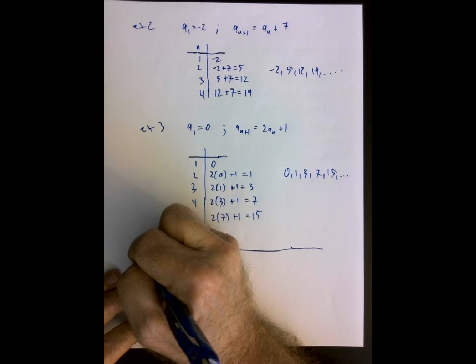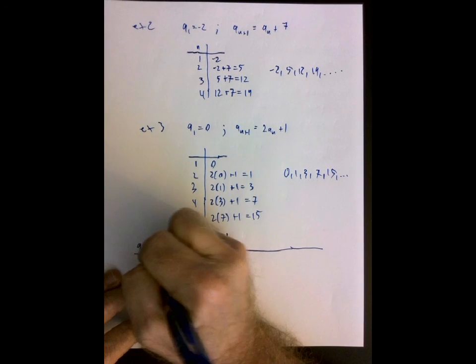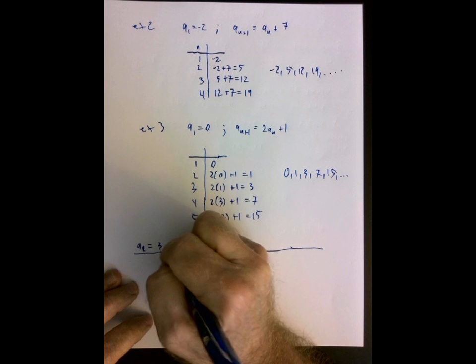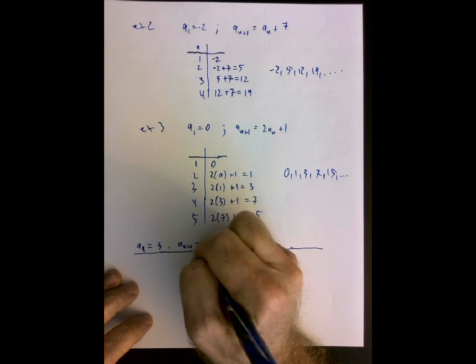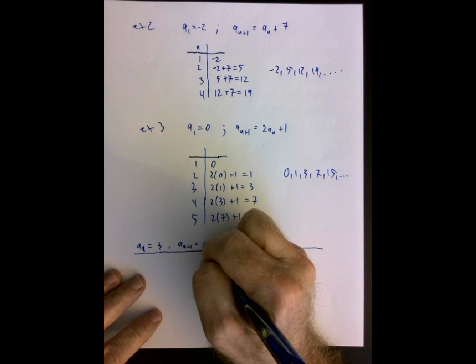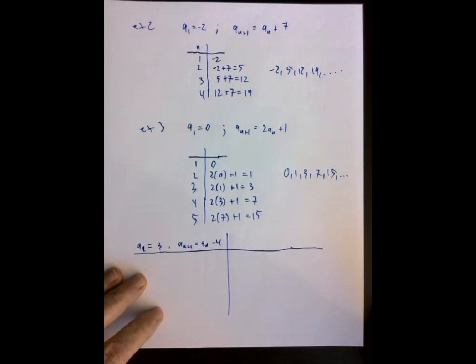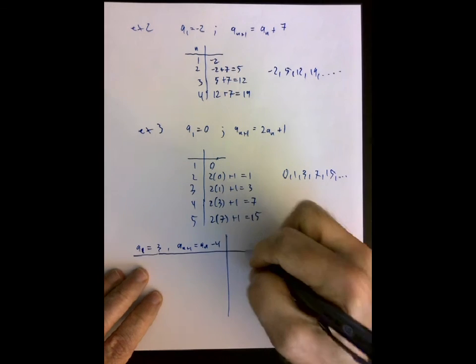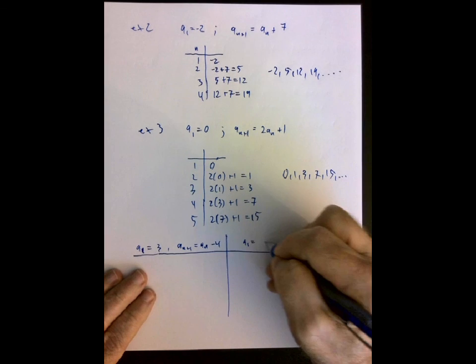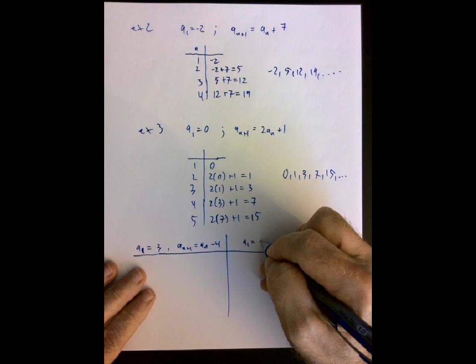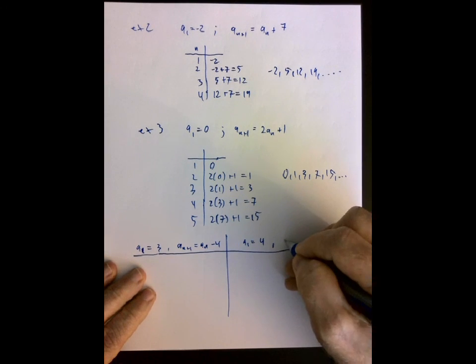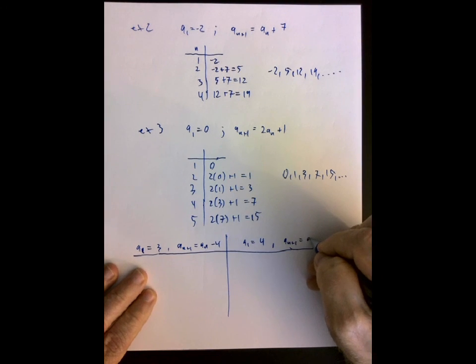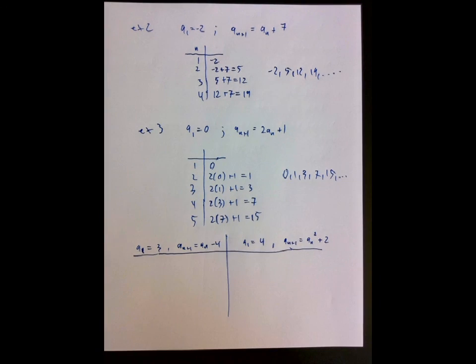So let's say that a sub 1 is equal to 3, and let's say that a sub n plus 1 is a sub n minus 4. Okay? And here, you try this one: let's say that a sub 1 is equal to 4, and let's say that a sub n plus 1 is going to be equal to whatever a sub n is squared plus 2. Okay, try those out. Put your video on pause, try those out, and see how that goes.